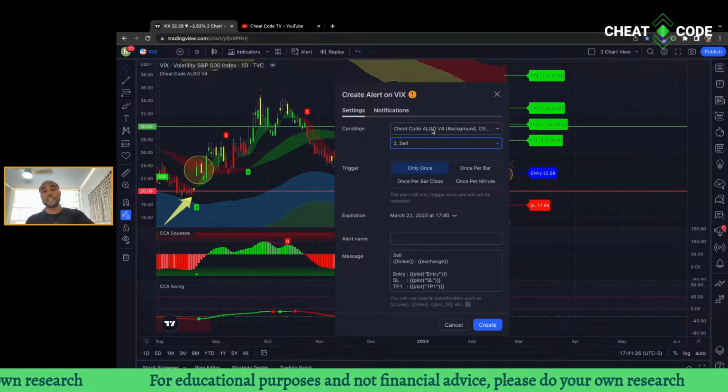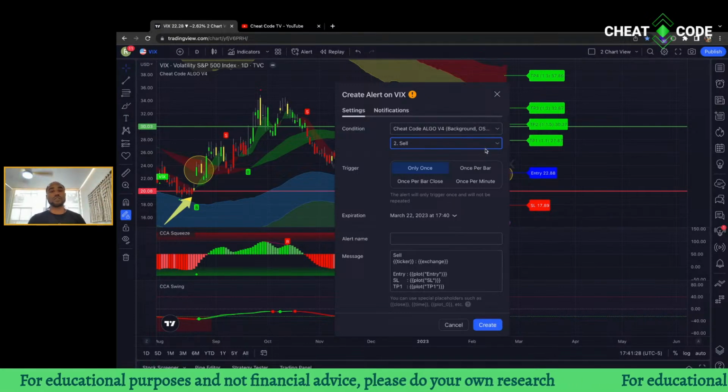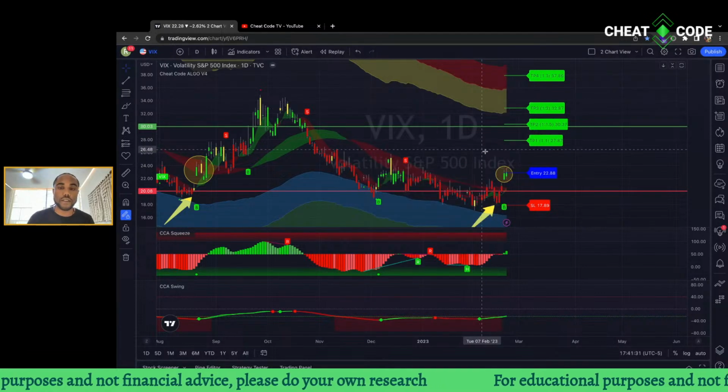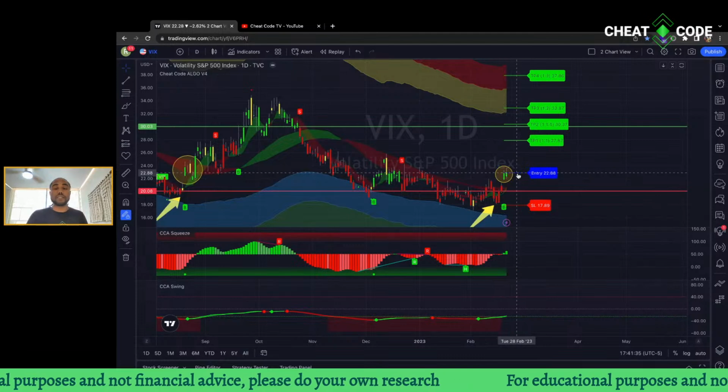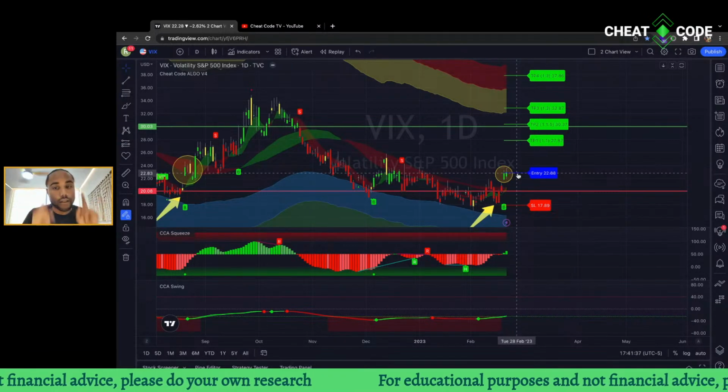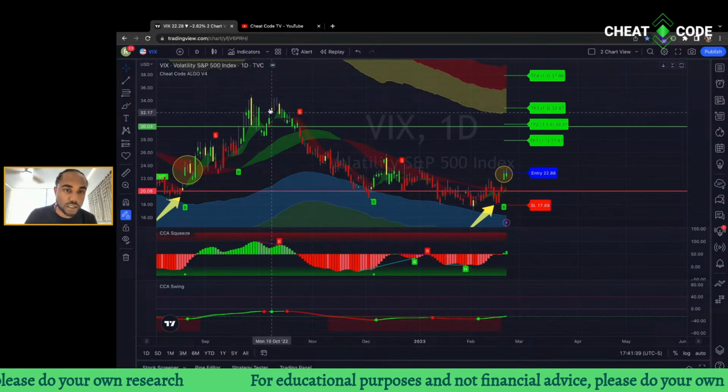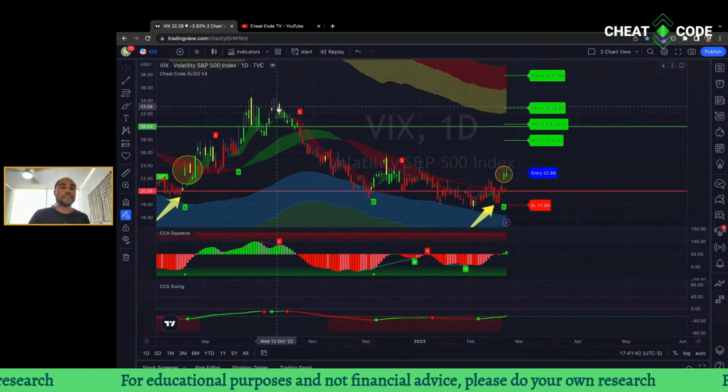Because it's going to come in here. It's going to tell you that the trend has changed. It's going to tell you, hey, there's a sell signal on the VIX, and that could set up a potential bullish momentum for you. So you want to pay attention to that, because if you're looking for support in the market, you want to look for resistance on the VIX, okay? So pay attention to the VIX.